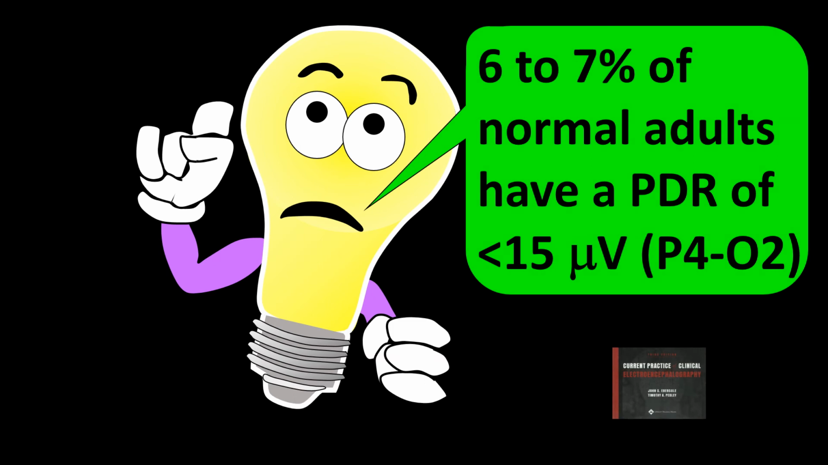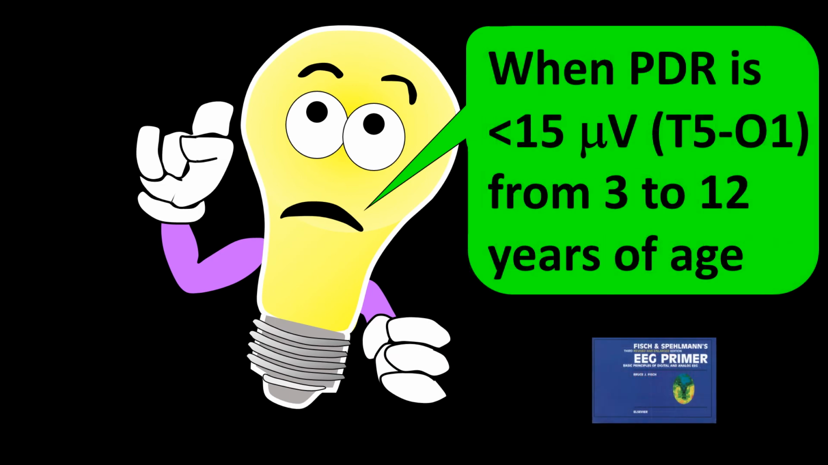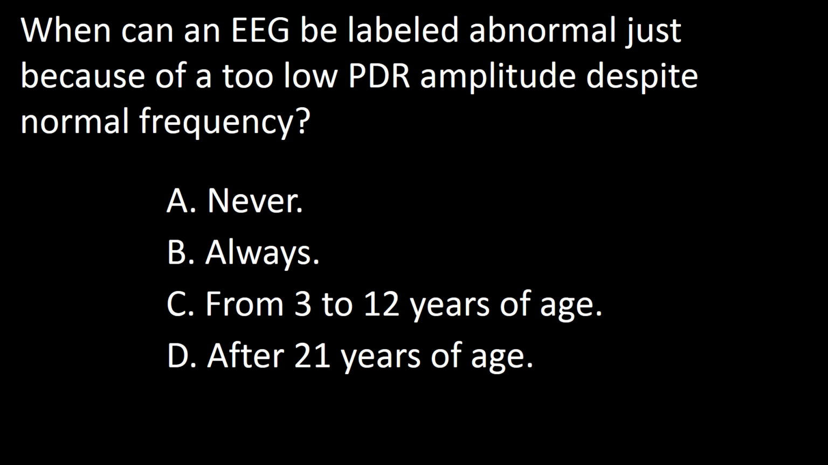Ebersole's book says that 6 to 7% of normal adults have a posterior dominant rhythm of less than 15 microvolts. In Fisch's EEG primer, it states that a PDR of less than 15 microvolts when measured from T5 to O1 at the age of 3 to 12 years of age could be abnormal. So the answer to this question is C.